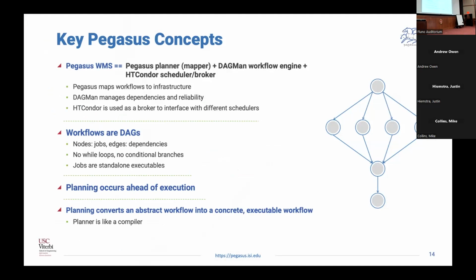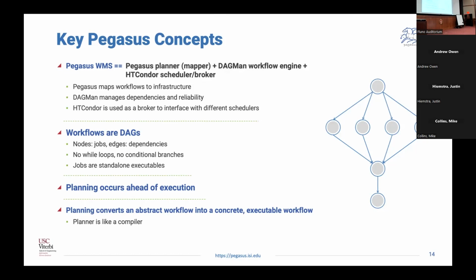So as you know, we have the Pegasus planner, which is this entity that sits on top of Condor Dagman that allows us to translate higher level descriptions of workflows to your execution environment in form of HTCondor DAG. Dagman manages the dependencies and the release of jobs for us. And then HTCondor is used as a broker to interface with different schedulers or submit to Condor itself.